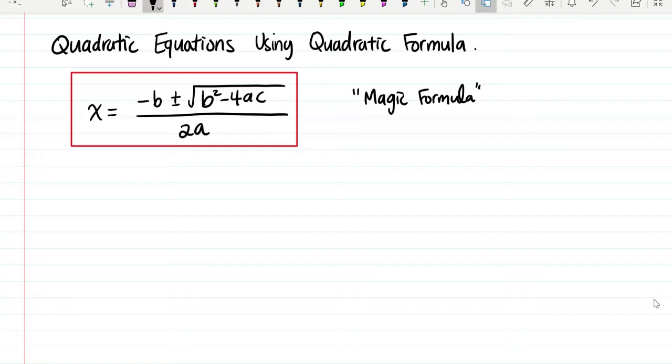So what do these letters a, b, and c stand for? These letters are from the general quadratic equation: ax squared plus bx plus c is equal to 0. When you have the quadratic equation in this form, with one side of the equation equal to 0, a, b, and c will be plugged into the quadratic formula to solve for x.